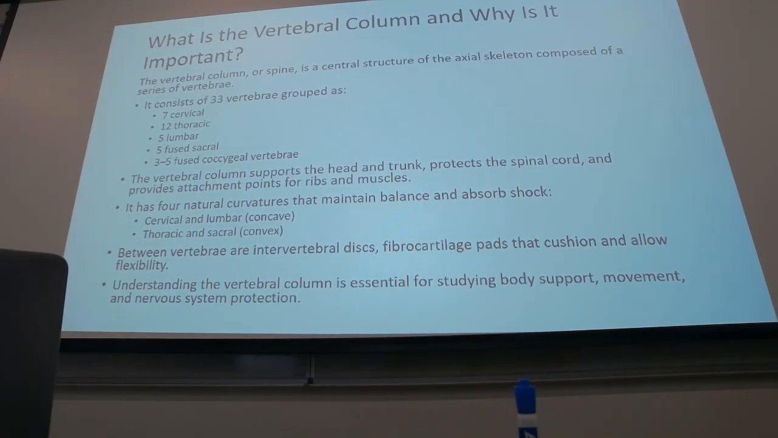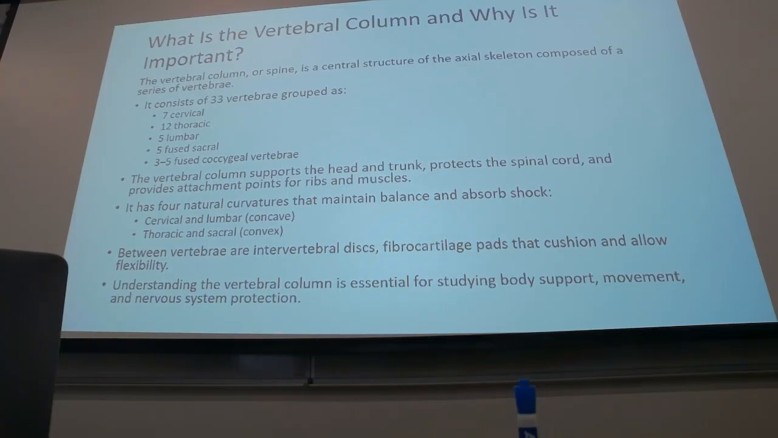Okay, now let's look at the vertebral column. The vertebral column, or spine, is located in the axial skeleton. It is made of different vertebrae that are named according to the region where they are located. So we have 33 vertebrae: 7 cervical, 12 thoracic, 5 lumbar, 5 fused sacral, and 3 to 5 fused coccygeal.